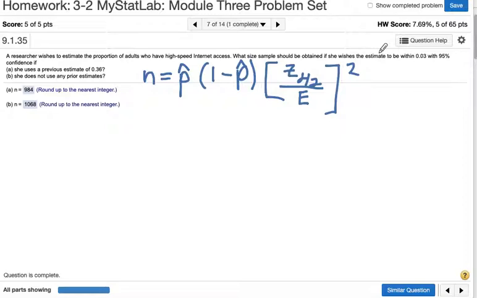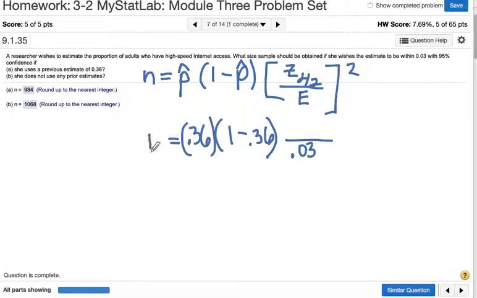First of all, we know that this E is the margin of error, and that's easy because we have that it is 0.03 for the estimate, the error estimate. And then let's fill in what we do know: 1 minus p hat, well, that would be the 0.36, and that is the sample proportion.